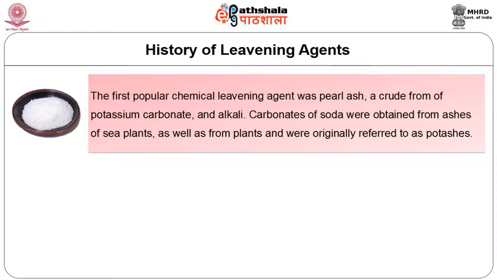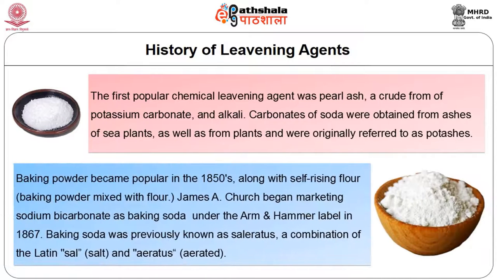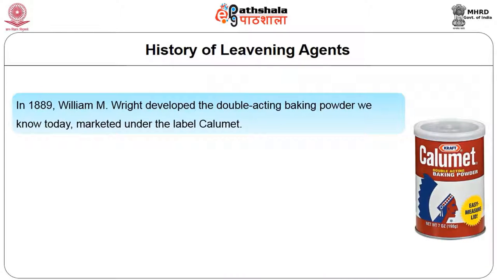Later, a more favored baking soda, that is sodium carbonate, soon arrived on the scene. Baking powder became popular in the 1850s, along with self-rising flour, that is, baking powder mixed with flour. James A. Church began marketing sodium bicarbonate as baking soda under the Arm and Hammer label in 1867. Baking soda was previously known as saleratus, a combination of the Latin sal, which means salt, and aeratus, which is aerated.